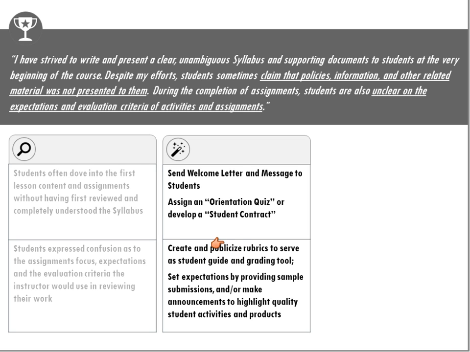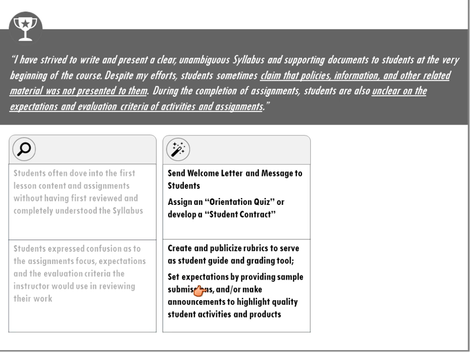Create and publicize rubrics. So Blackboard has excellent rubrics that you can design. Students can see them right away before they actually undergo the activity, and you can use them to grade the work, and then students can review those numerical scores as well as any comments that you type into the rubrics feedback tool. Also, setting expectations by providing sample submissions and or make announcements to highlight quality activities and products.